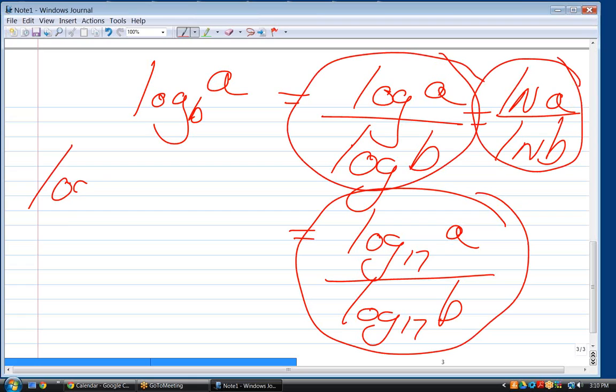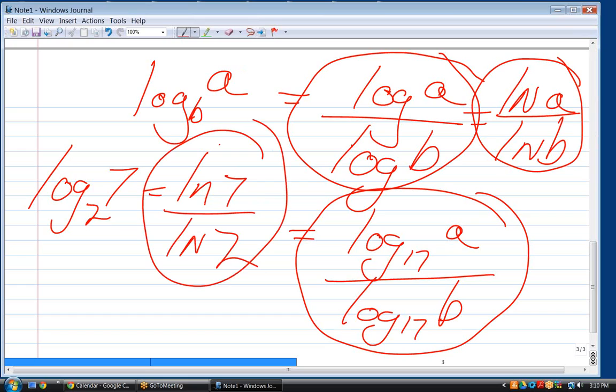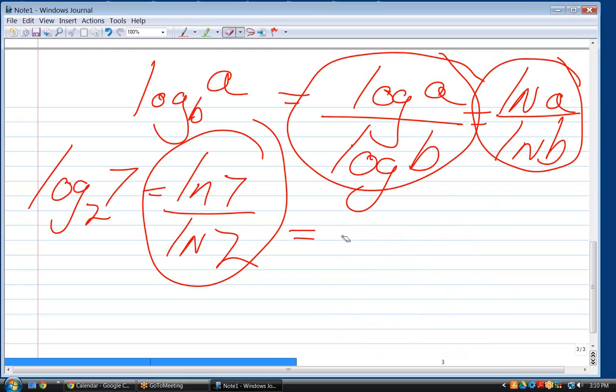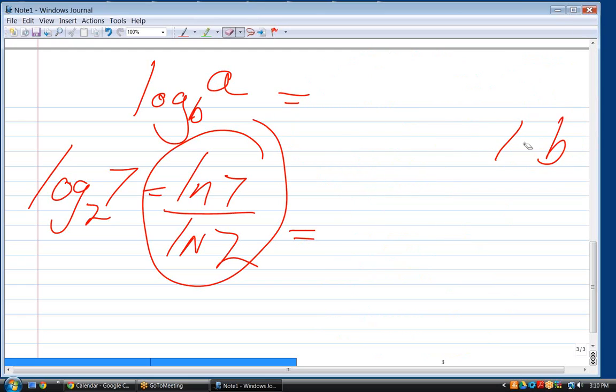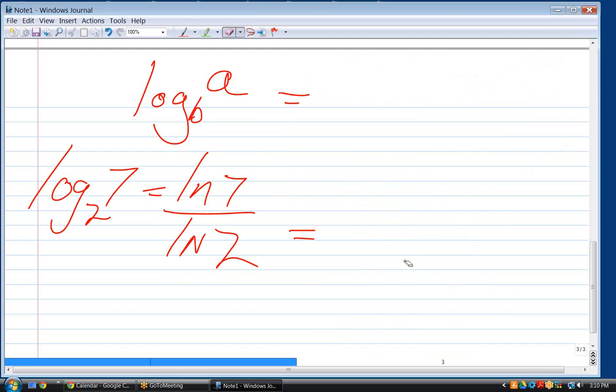So when you had log base 2 of 7, that is the, well, she said change it into natural logs, right? Yeah. The way I memorize that is it's the log of the big number divided by the log of the little number. Yeah. And it doesn't matter what kind of log you use.